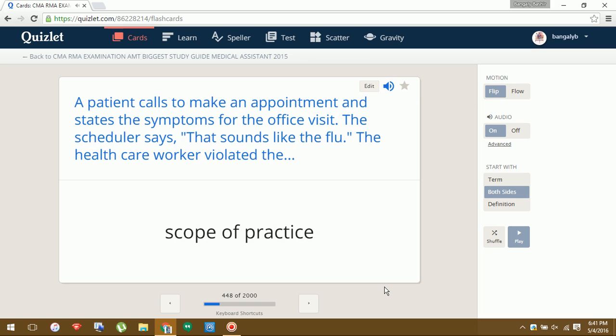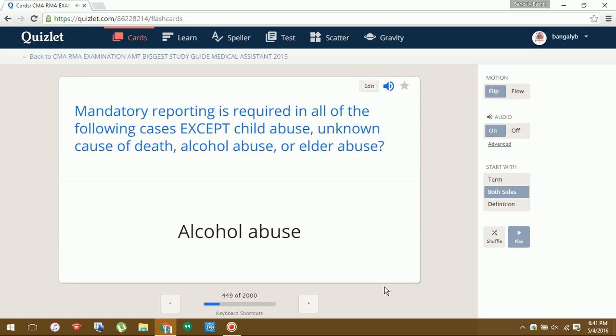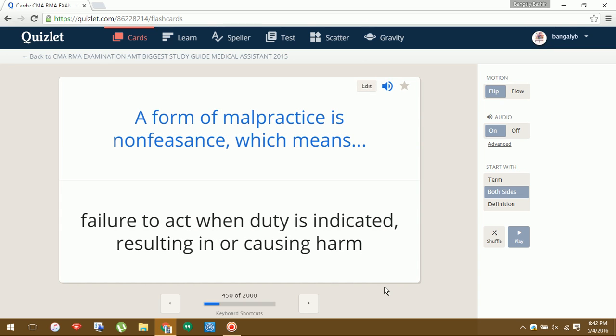A patient calls to make an appointment and states the symptoms for the office visit. The scheduler says, "That sounds like the flu." The healthcare worker violated the scope of practice. Mandatory reporting is required in all of the following cases except child abuse, unknown cause of death, alcohol abuse, or elder abuse. Alcohol abuse. A form of malpractice is nonfeasance, which means failure to act when duty is indicated, resulting in or causing harm.